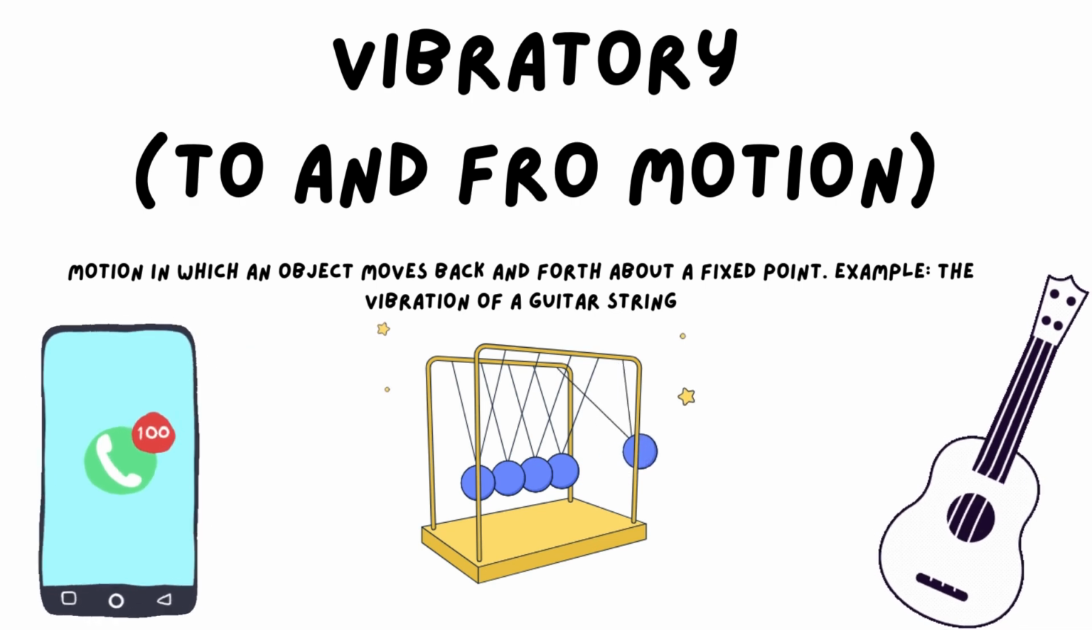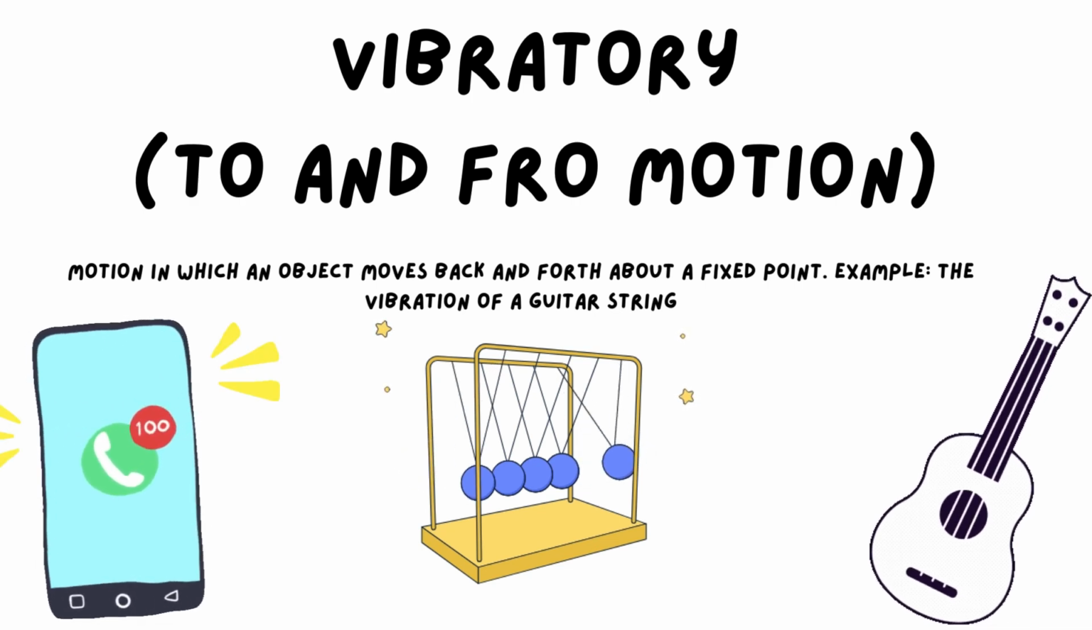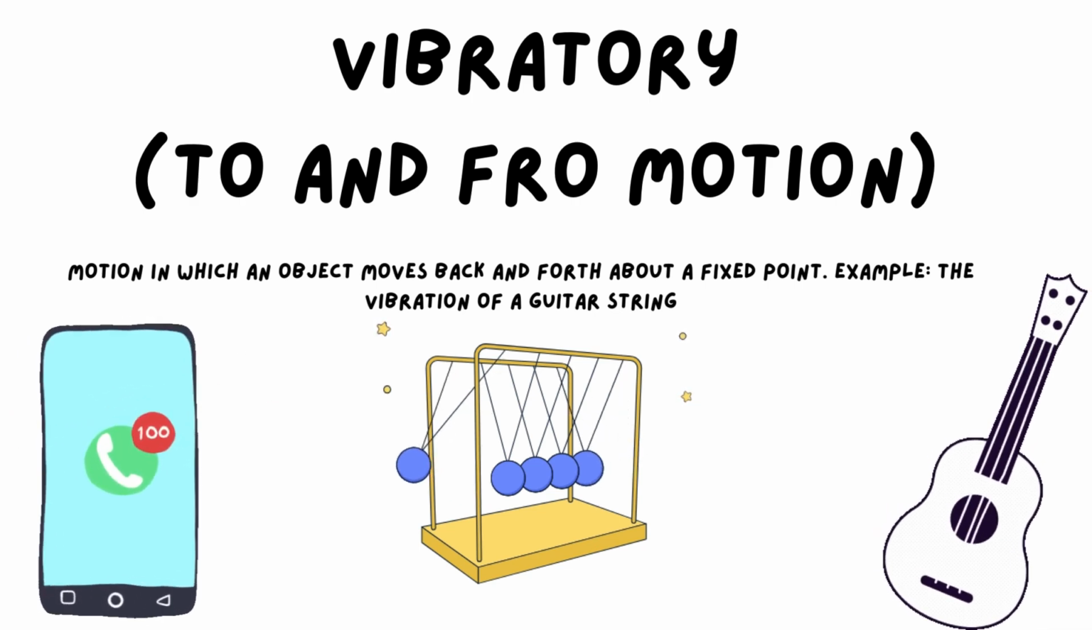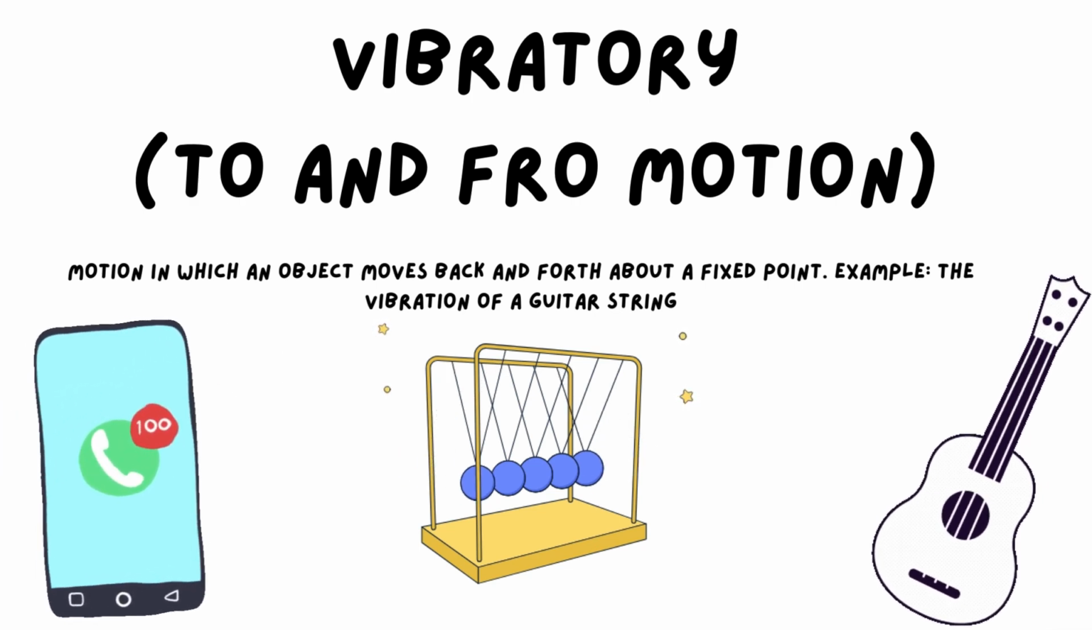Vibrating motion, also known as to and fro motion: motion in which an object moves back and forth about a fixed point. Example, the vibration of a guitar string.